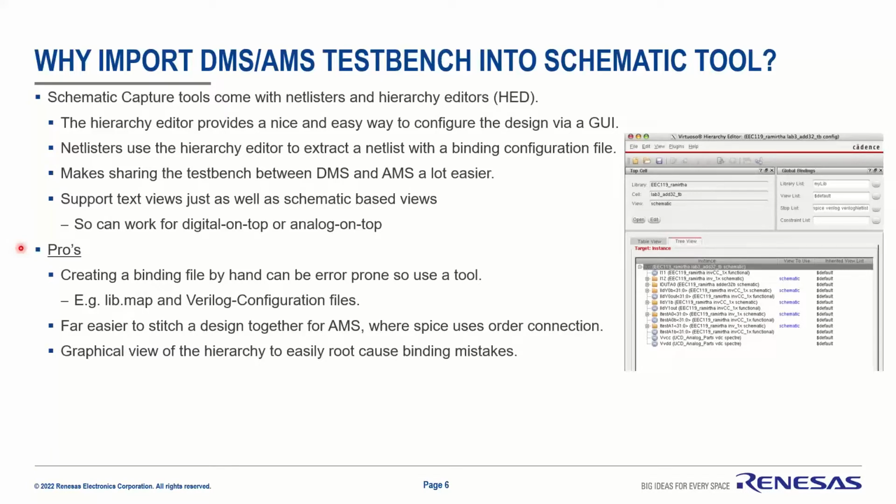The pros of doing this is creating a binding file behind the scenes. Doing it by hand is error prone. Creating a lib.map and a Verilog configuration file, unless you know what you're doing, you're likely to make a mistake, and it might be really hard to find where that mistake is. Because if you've got two AND gates in the design and there's a subtle difference in the timing of one of them, you might not notice until late on, or might not notice at all that you've used the wrong one.